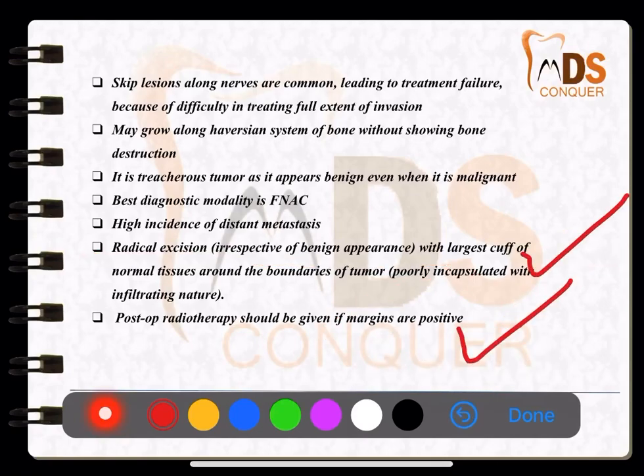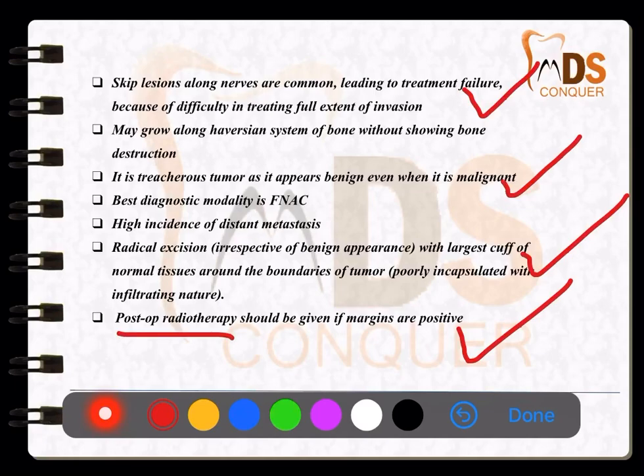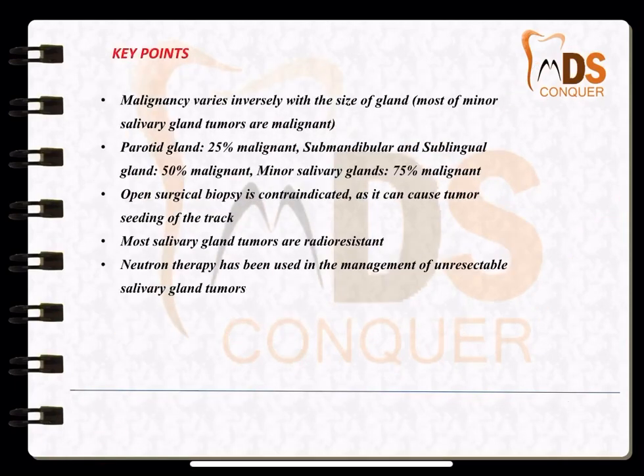So from the surgery point of view, skip lesions cause treatment failure, number one important point. Number two, it is a very tricky, cheating tumor because it appears to be benign even when it is malignant. Third important point, radical excision along with normal tissues has to be done even if it appears benign, because it is poorly encapsulated with an infiltrative nature. The last one is post-op radiotherapy has to be given if the margins are positive. That's it.